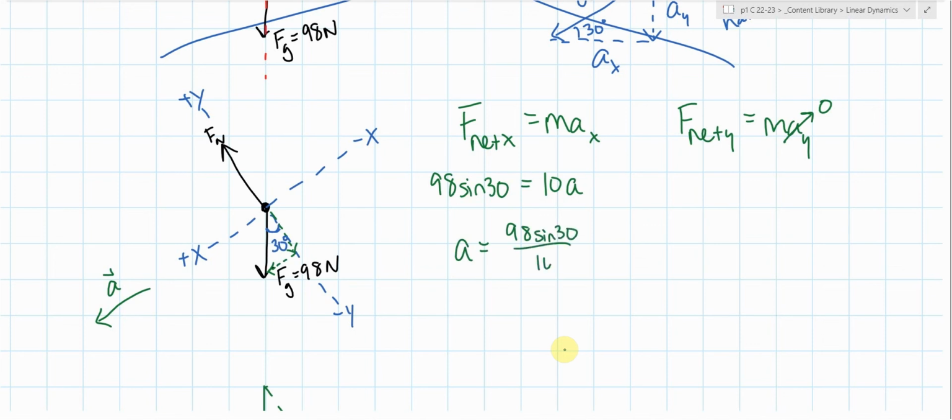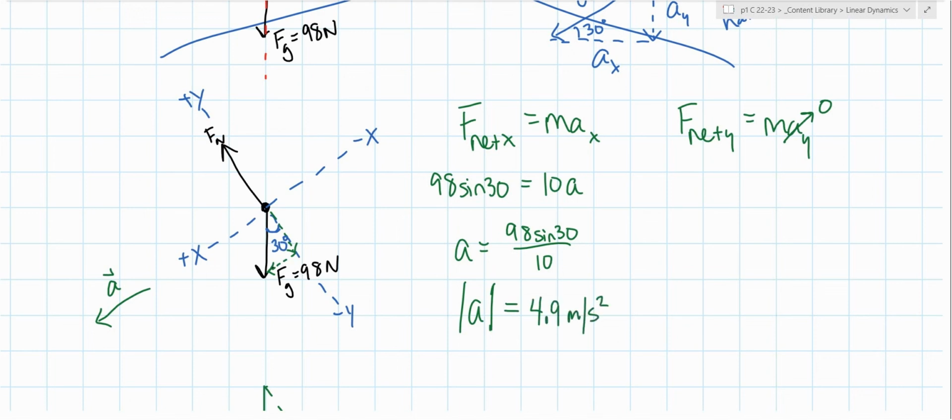Okay, it's the middle of the night. What is sine of 30? It's a half, yeah.